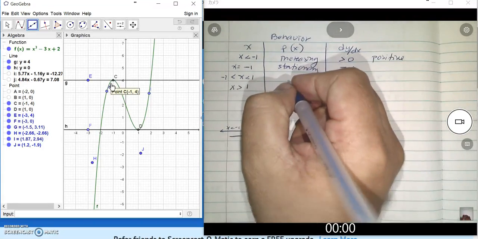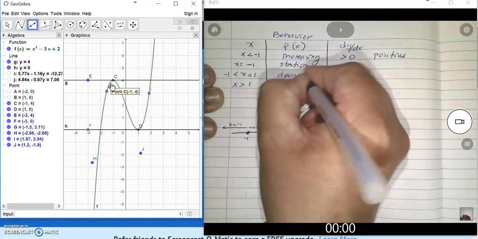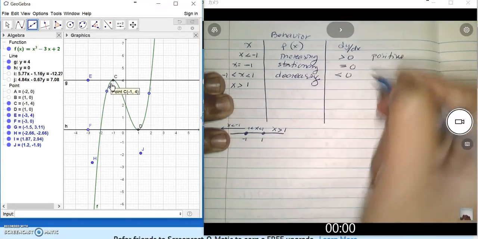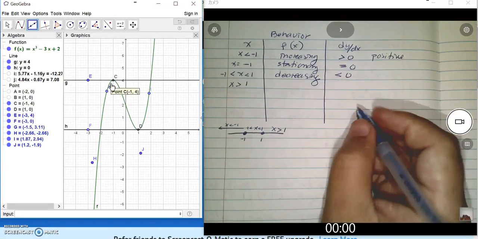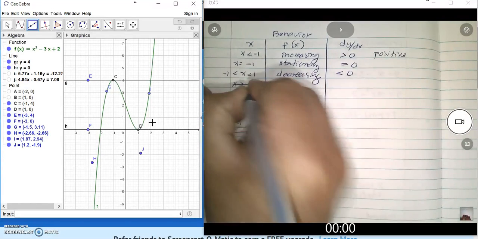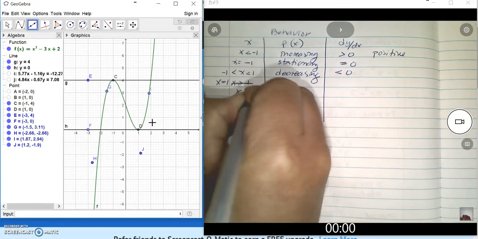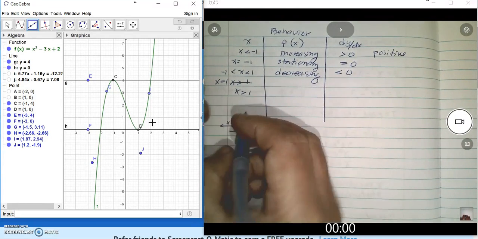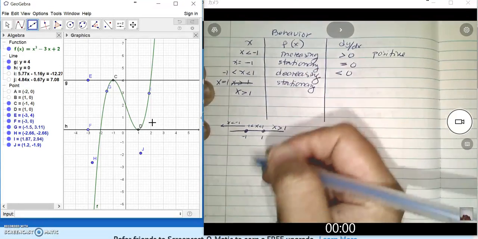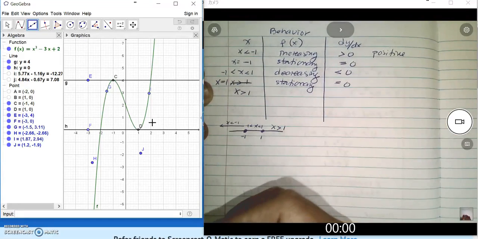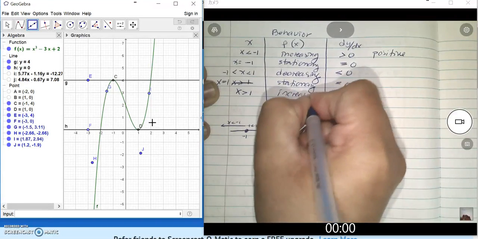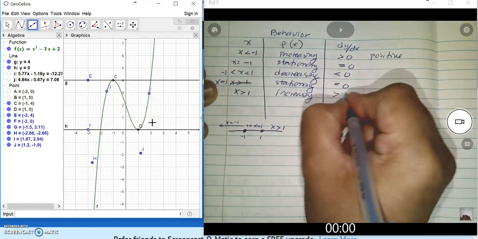And then between these two, it's decreasing. On the graph, it's decreasing. And here, the derivative is less than 0. And then, sorry, I forgot, I'll put here x equals 1, and x greater than 1. If x is equal to 1, then this is stationary, and the gradient there is equal to 0, and then this one is increasing based on your graph, and the gradient here is greater than 0.